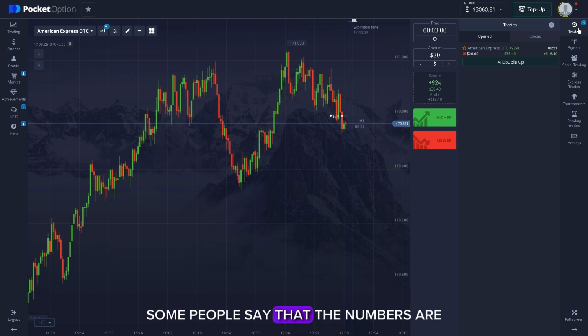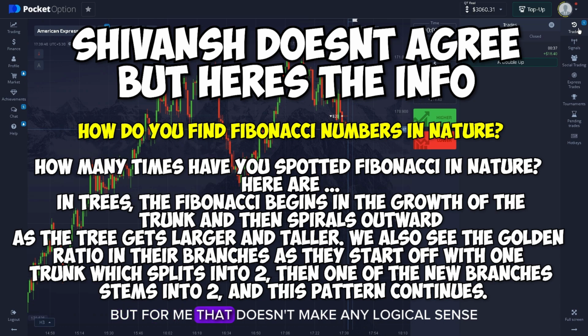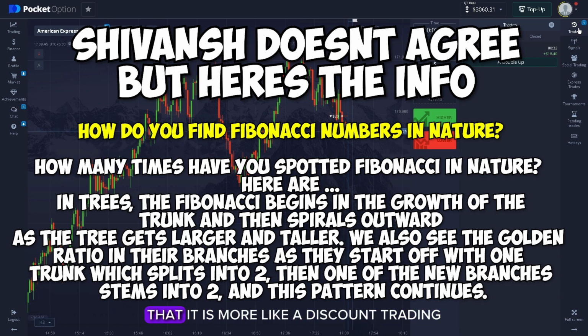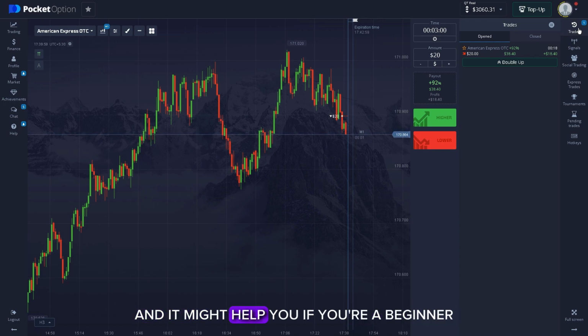Some people say that the numbers are natural numbers. They occur in nature, from the length of your arm to the proportion of your nose and other kinds of things. But for me, that doesn't make any logical sense. So that's why I go with the approach that it is more like discount trading than some magical numbers. That's what you should believe, that it is just a type of discount trading, and it might help you if you're a beginner.